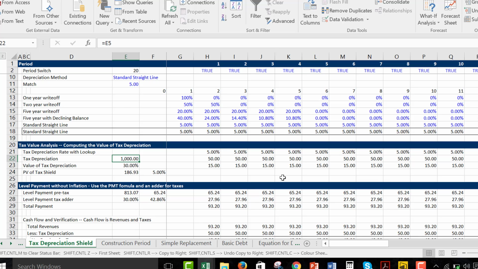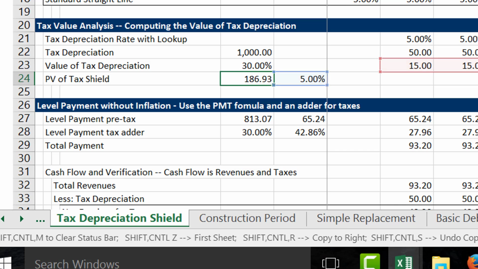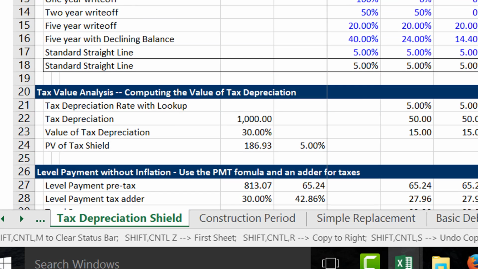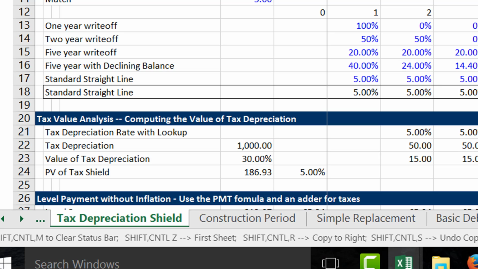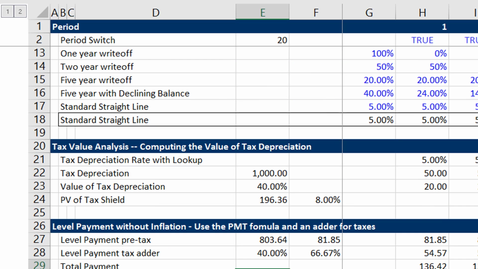Now you then take the present value of this depreciation, and this time I multiplied it by the tax rate. So this is the present value of the tax shield, and I use a nominal rate. Let's put our 8% maybe back here, and let's put our 40% back here, and let's put about 3% inflation, okay? And then we do the same kind of thing.